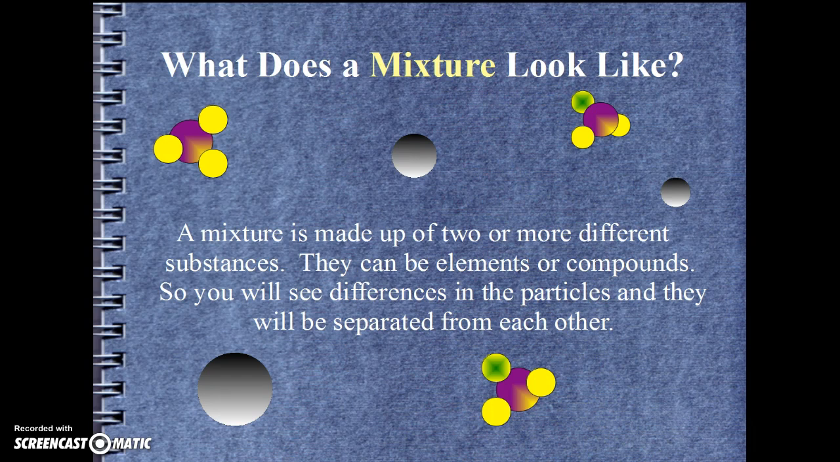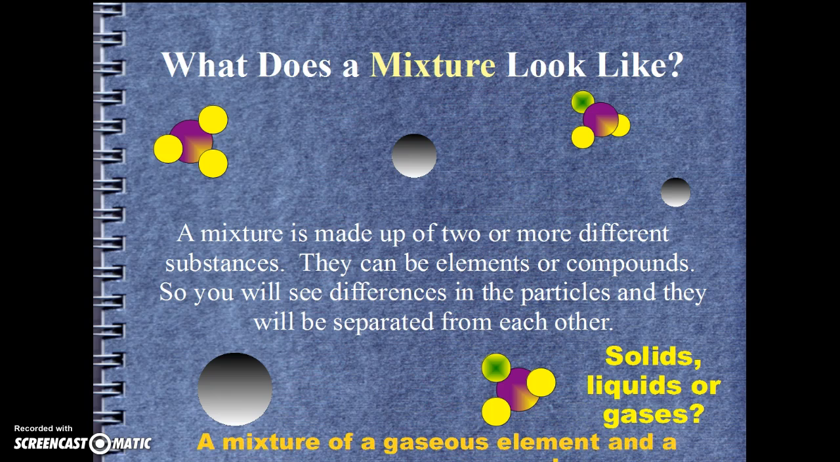What does a mixture look like? Well, a mixture is made up of two or more different substances. They can be elements, they can be compounds. So you'll see differences in the particles, and they're going to be separated from each other. Perhaps, like here, they're separated in a kind of gas situation, kind of haphazardly. Perhaps this would even be a homogeneous mixture, or they could be layered, in which case you'd see a heterogeneous mixture. These are, of course, representations of gases mixed together. A mixture of a gaseous element and a gaseous compound.